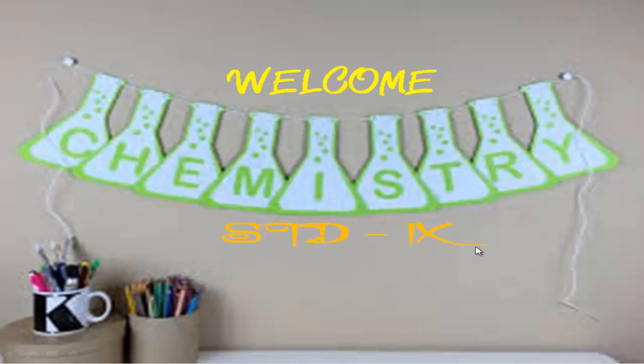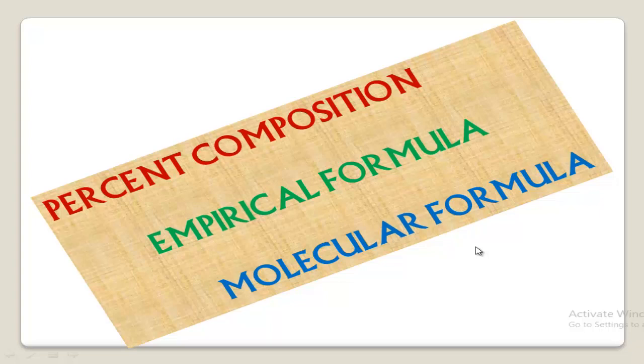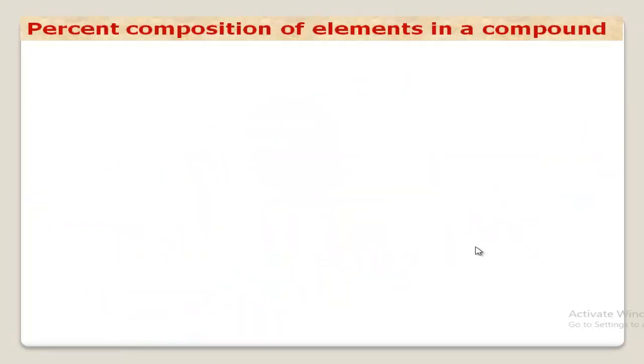Welcome to the chemistry class of Standard 9. Today I will discuss the determination process of percent composition, empirical formula and molecular formula. At first, percent composition of elements in a compound.